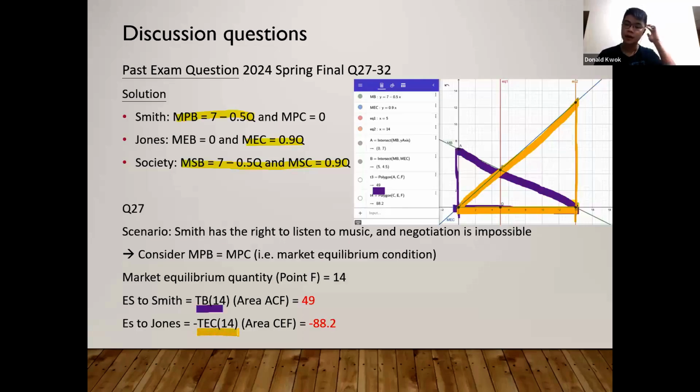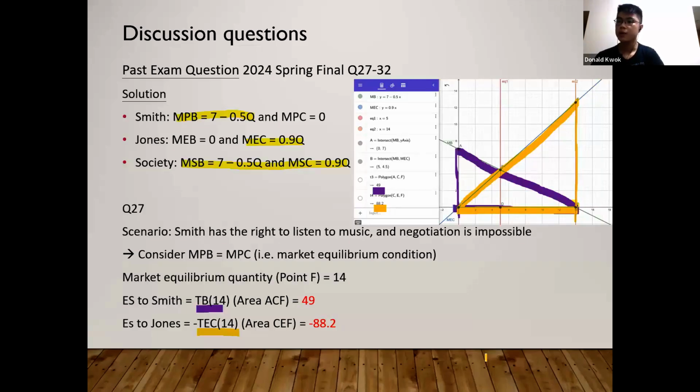And be aware, total economic surplus is total benefit minus total cost, right? Simply, there's no benefit to Jones in listening to the loud music. So this is why the negative of the total external cost is already the total economic surplus to Jones in this case. Okay, so the area is 88.2. All right, so this is for question 27.